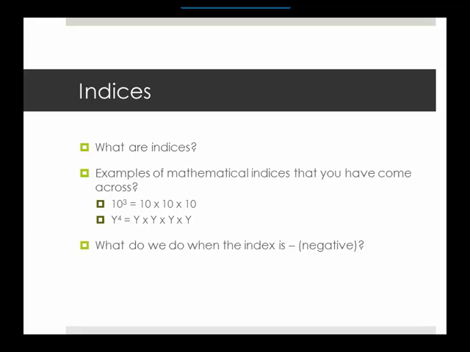So these are for positive indices. What happens when the index is negative? In essence, what is the 10 to the negative 2 power expanded? A negative index indicates that the power should be at the bottom of the fraction with 1 on top.